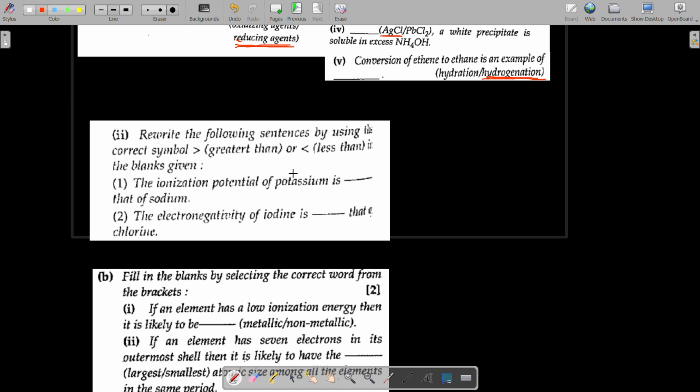Okay, rewrite. The ionization potential of potassium is dash that of sodium. So potassium is below sodium. Ionization potential, what happens? Down the group it decreases. So it should be less than sodium. The electronegativity of iodine is dash that of chlorine. F, Cl, Br, I. Down the group, what happens? Electronegativity decreases. Which means iodine is less electronegative than chlorine. So the electronegativity of iodine is less than that of chlorine.